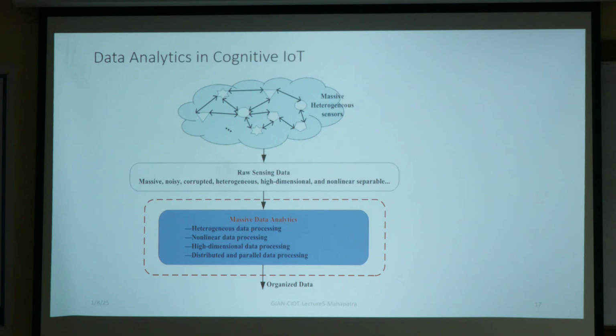Now, how is data analytics done in cognitive IoT? A massive number of heterogeneous sensors generate raw data. This data could be corrupted, may have noise, has variety, is multi-dimensional, and sometimes has a nonlinear separability property built into it. Basically, you get a set of structured and unstructured data that could be going in any direction, and could be wrong.